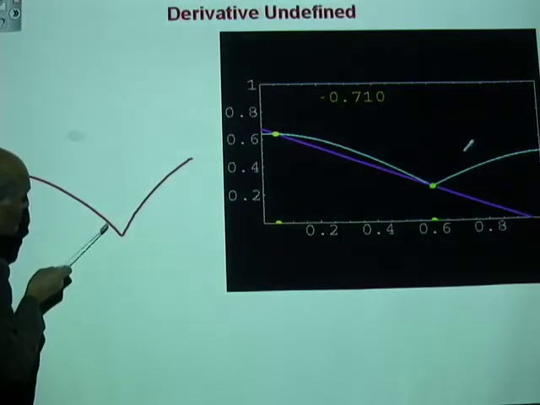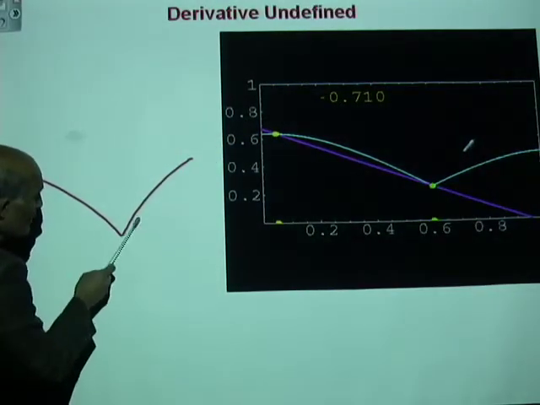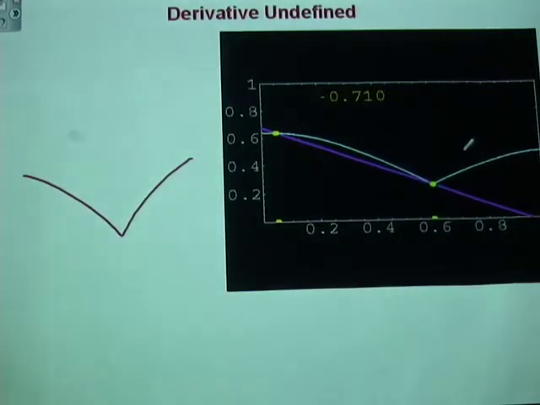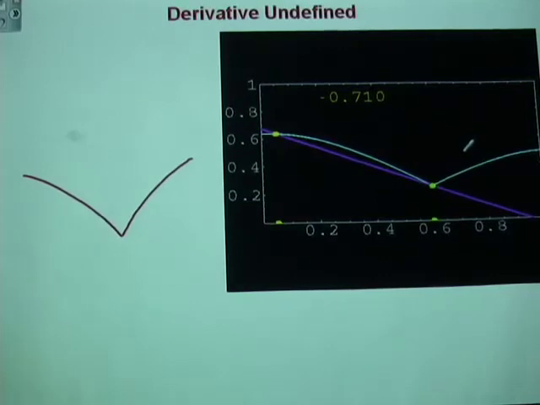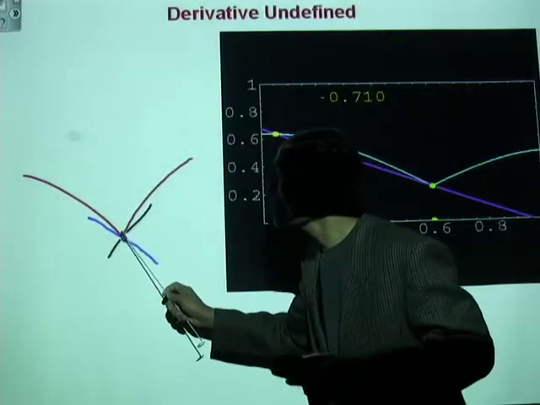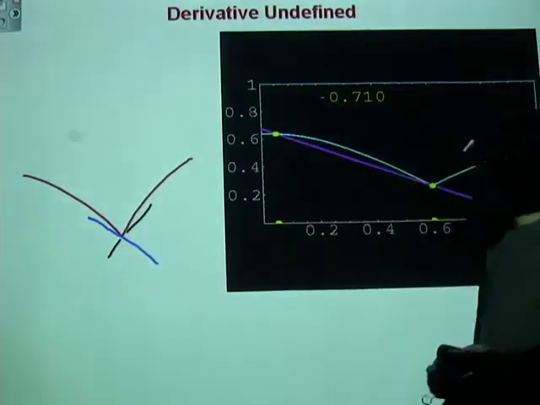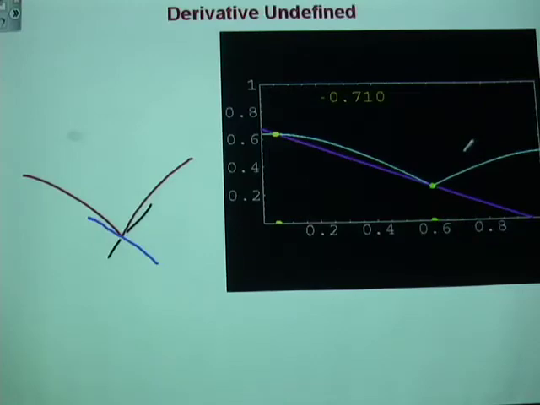Why is it undefined? Because it can have a tangent line like this and also a tangent line like that. And the slope of those two tangent lines are different, isn't it? Yes. Now, the slope of the tangent line here will be different from the slope over there. So you've got two tangent lines at the same point and they have different slopes. Therefore, we say the slope of the tangent line at this point is undefined. That's right.